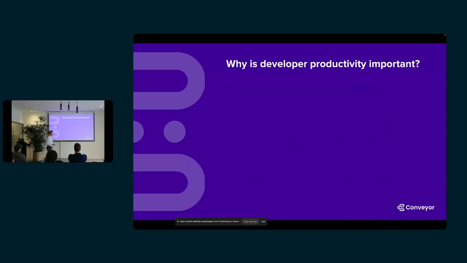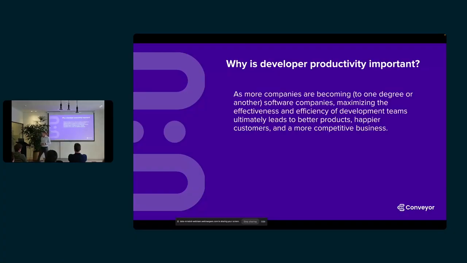Well, more and more companies, as you've actually seen with Luminus, are turning into software companies. And what do we gain by maximizing developer productivity? Well, we get better data products, we get better products. What do we get by having better products? We get happier customers. And customers can be both internal customers or external customers. And if we have happier customers, what do we get as a result? We get a better business. And we all want a better business, right? And that's one part of the equation.